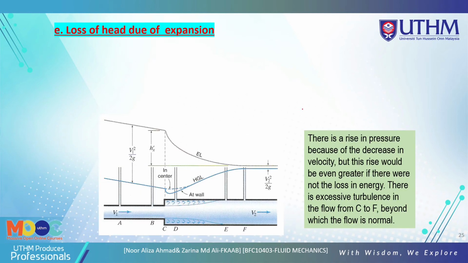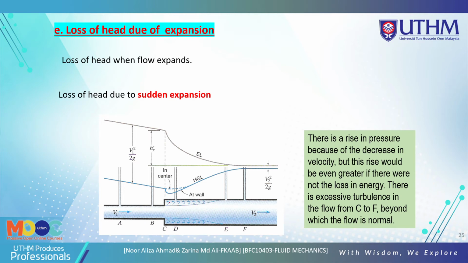Okay, now we look at the loss of head due to expansion. Expansion is from the smaller pipe diameter to the bigger pipe, so this is called sudden expansion. Contraction is from the bigger pipe diameter to the smaller pipe diameter. This is the difference between expansion and contraction. For the sudden expansion, we use V1 minus V2, squared, over 2g.